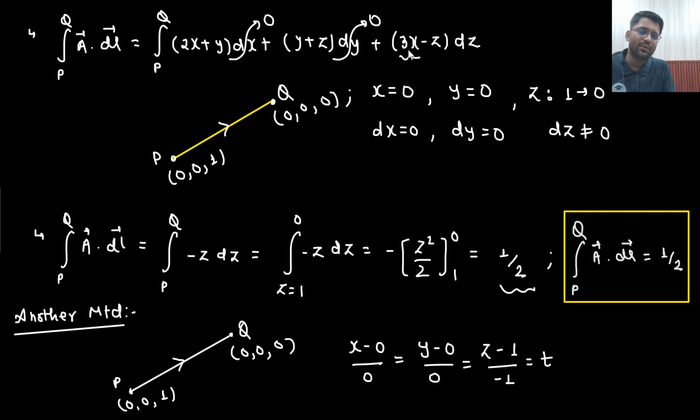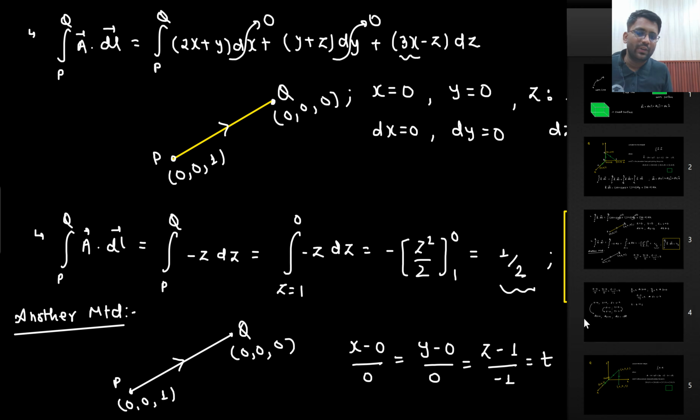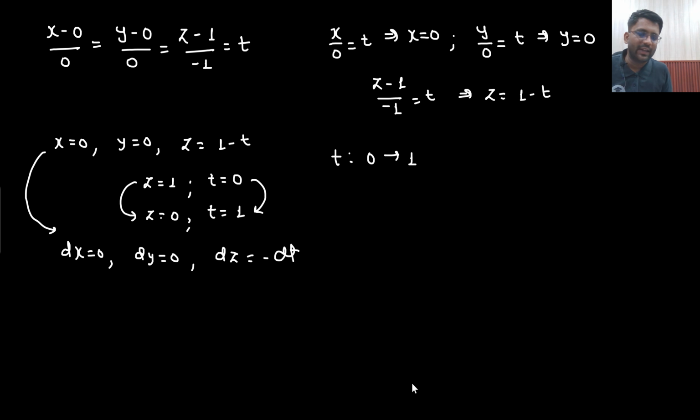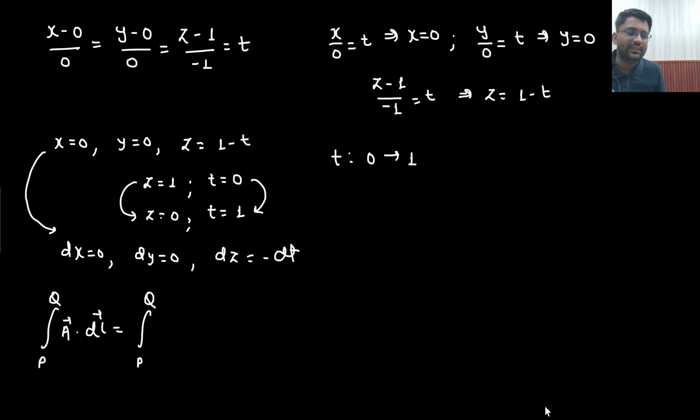dx is 0, dy is 0, x also 0, x equals 0 only. So what is the value of z here? The value of z I will put as 1 minus t. So what am I supposed to calculate? P to Q, A dot dl. So A dot dl is 3x minus z dz. So minus z, what is the value of minus z? Plus z is 1 minus t. So minus z would become t minus 1.